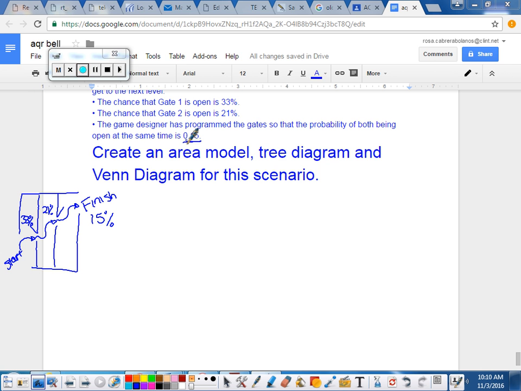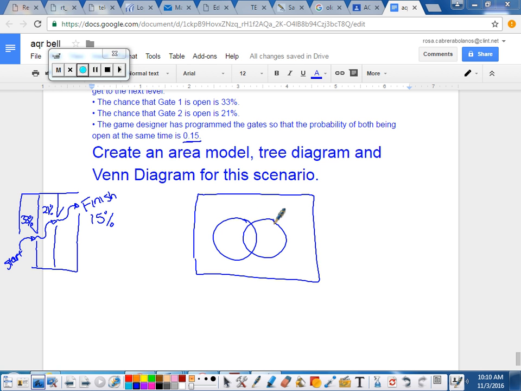Now the first thing that you want to do is draw a Venn diagram. We have gate 1 and we have gate 2. What is the probability that they're both open? 15%. We're getting that number from here, so 15 goes in here. And then what is the probability that gate 1 is open? 33%. But what happens when we put them? Good, minus 15. 33 minus 15, what is it? 18. So we have 18% here.